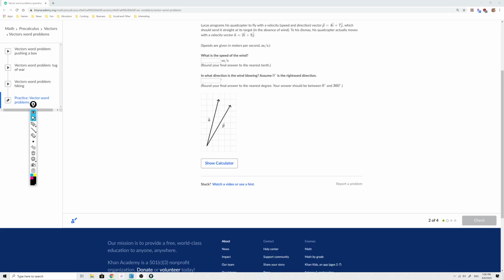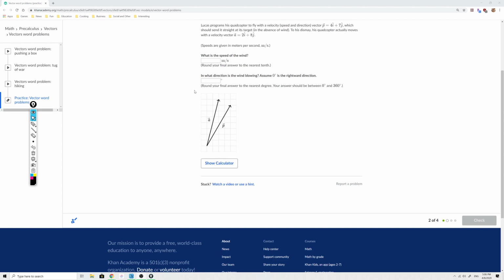Hi everybody. I had a request to do an example of a vector word problem from Khan Academy, so let's have a look at this example. We have a quadcopter, I guess that's a drone, and it's supposed to be flying in the direction of vector p. Unfortunately, it doesn't do that. It flies in the direction of vector a instead because the wind moved it off course, and we have to find the speed, that's going to be the magnitude of the wind vector, and also the direction.